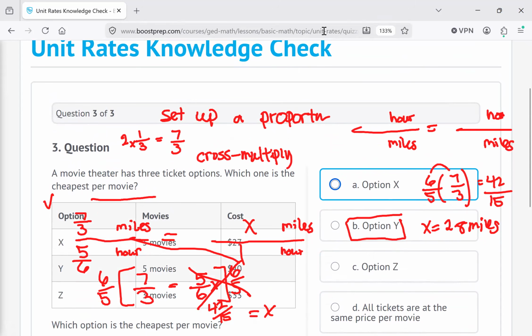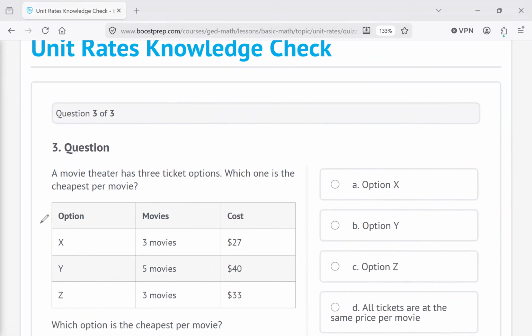Okay, so here we have some kind of table. Question 3 says a movie theater has 3 ticket options. Which one of these is the cheapest per movie? So here you have option X, and they're saying that 3 movies of option X cost $27. And then option Y, if you watch 5 movies of option Y, it's going to cost $40. And for 3 movies of option Z, it's going to cost $33. So which one of these is the cheapest if they don't tell us each individual price?